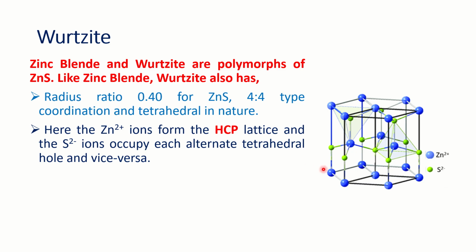Not only zinc, but sulfides are also occupying the tetrahedral holes. So there is some difference. In the cubic structure of zinc blende, all the cell parameters are 90 degrees. That means alpha equals beta equals gamma equals 90 degrees and A equals B equals C. But here, A equals B not equal to C. Alpha equals beta equals 90 degrees, but gamma equals 120 degrees. So this is the difference.